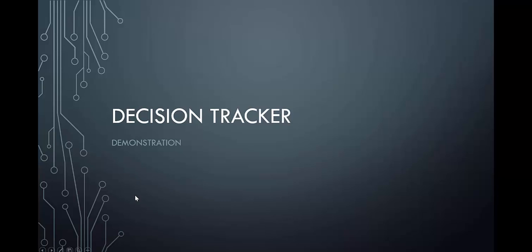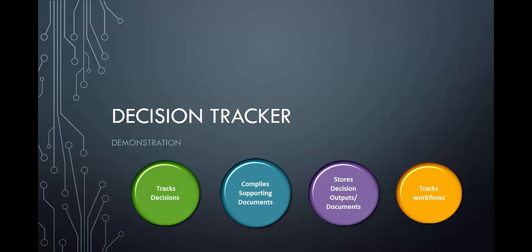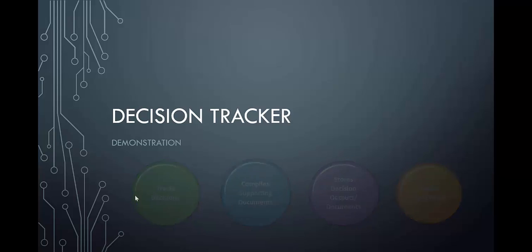Keeping track of decisions is important to agencies for many reasons. Decision Tracker is a multidimensional tool that not only tracks the decisions made, but compiles and stores the supporting documentation and outputs generated throughout the process, providing a single location for real-time processing as well as record keeping.